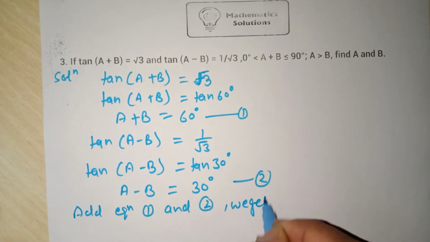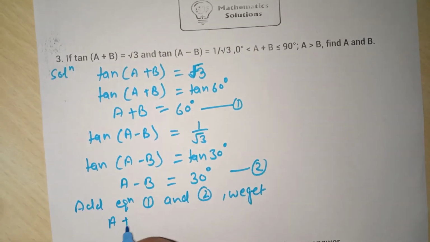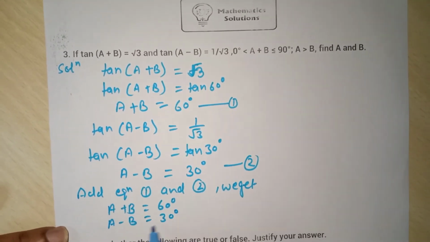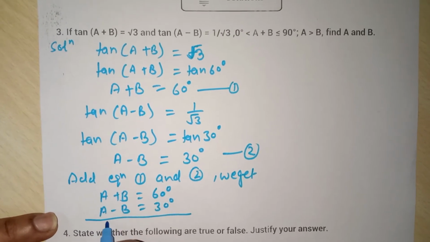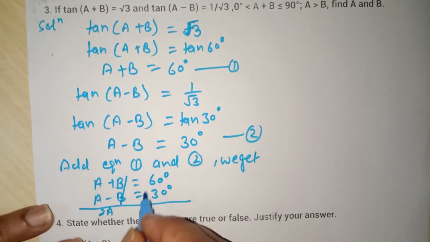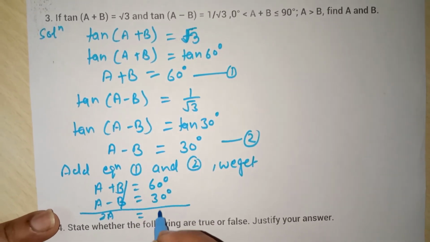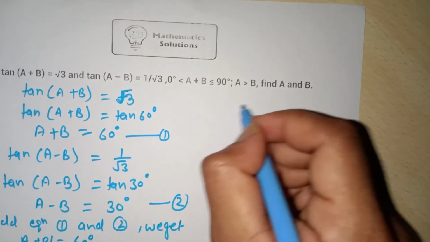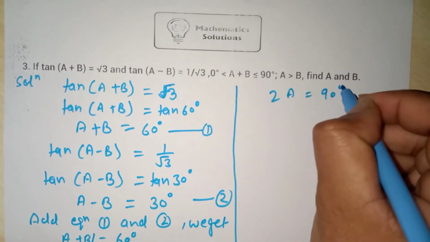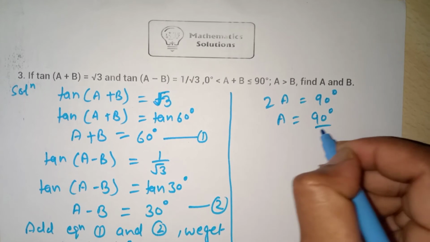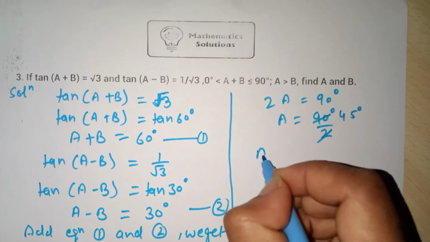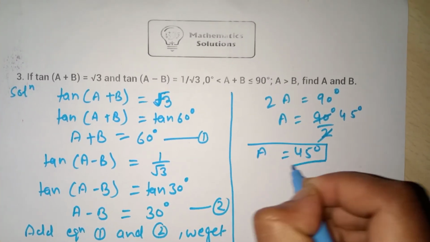We get A plus B is equal to 60 degree and A minus B is equal to 30 degree. When we add them, A plus A will become 2A, and B minus B will cancel out, and 60 degree plus 30 degree is equal to 90 degree. So we get here 2A is equal to 90 degree. Therefore the value of A is equal to 2 4s are 8, 2 5s are 10, the value of A is equal to 45 degree.